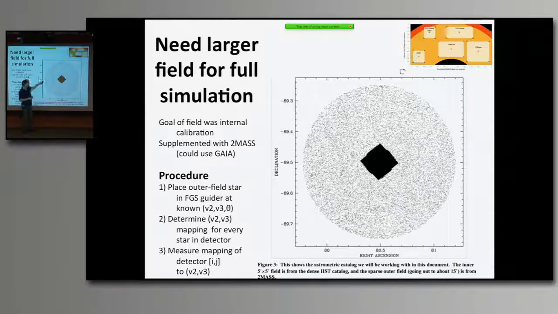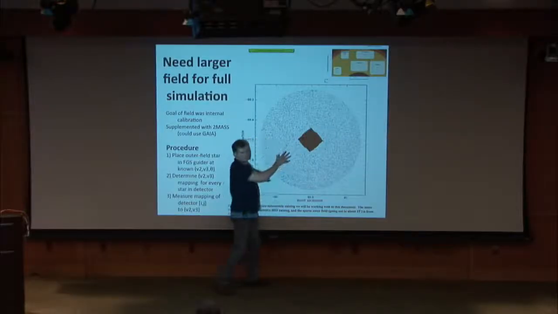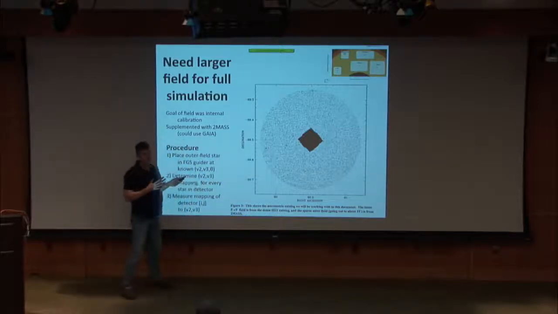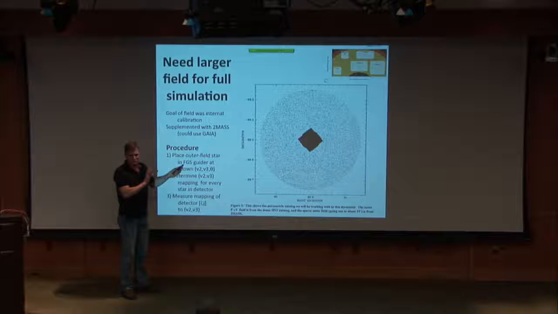And so I supplemented this field that I measured here with 2MASS. So all of the stars out here are 2MASS stars. In principle, we can use Gaia stars, which will have a higher precision than 2MASS, but 2MASS is good enough for what I need to do here.